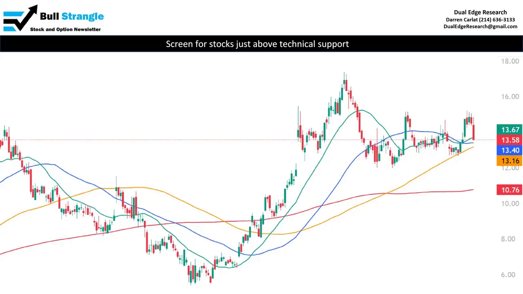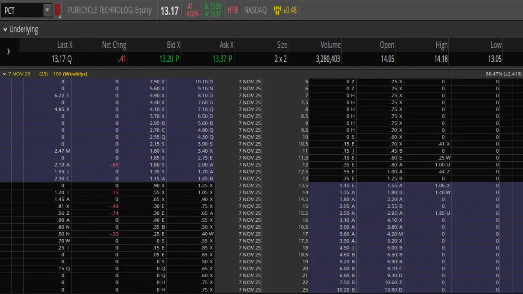Stocks trading just above these levels provide a stable base for the strategy, making them less vulnerable to sudden downside breaks. The final step in selecting stocks for the watch list involves a close examination of the option market itself. For each candidate, both the call and put options that are just out of the money are analyzed to ensure they provide sufficient premium relative to the underlying stock price.